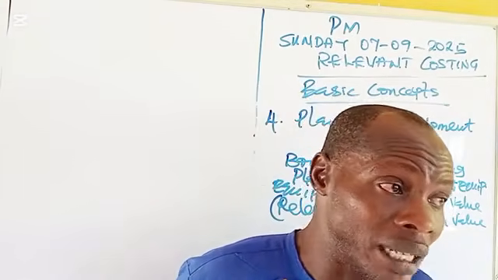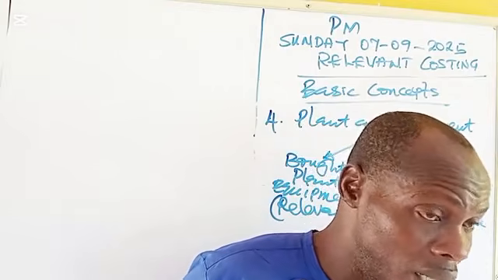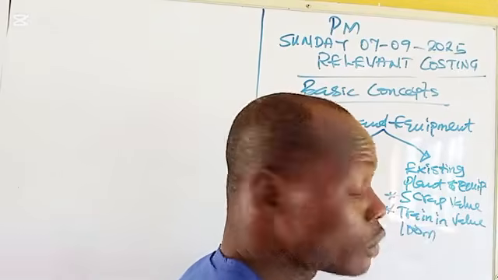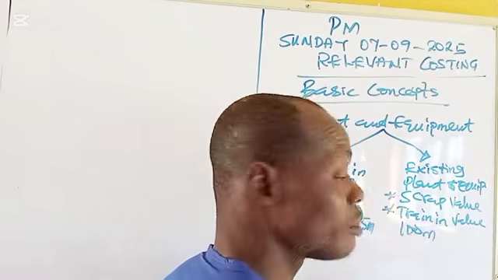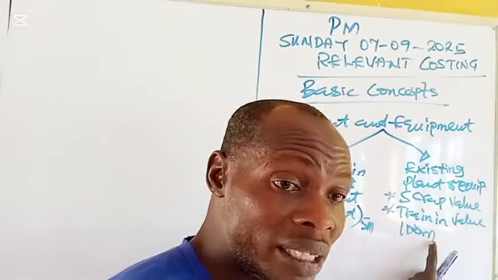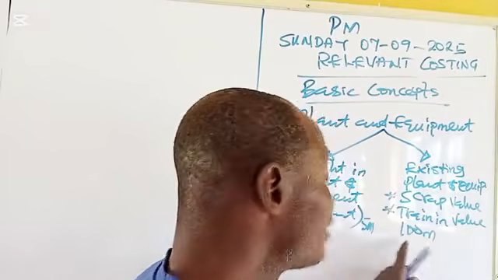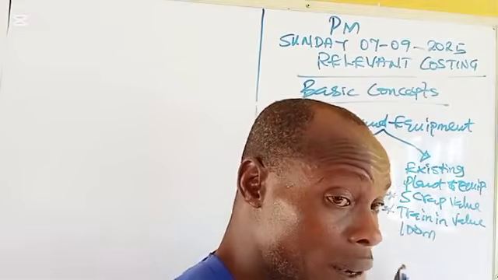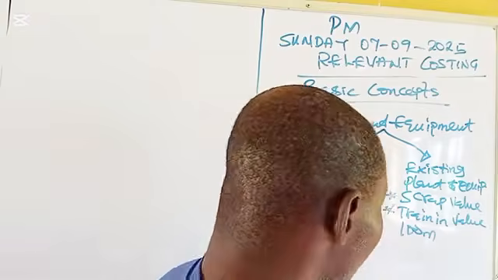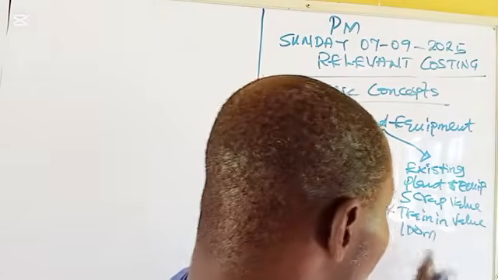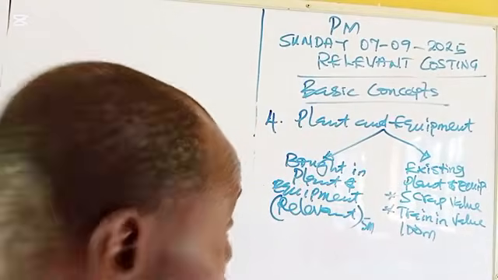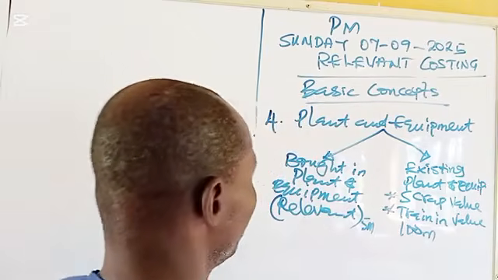But the new one, remember, may be expensive currently. The new one might be 100 million, and you might get someone to buy the existing one for 5 million. How much will you add to it to be able to buy the new one? 95 million. The 95 million that has to be added is a relevant cost. We refer to that as the trading value. The trading value of the existing plant and equipment is a relevant cost for decision. Are we there? That is for plant and equipment.